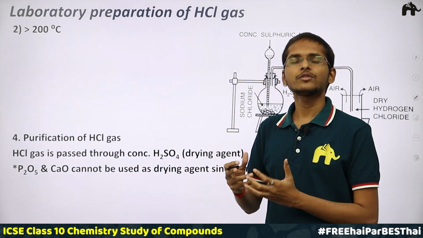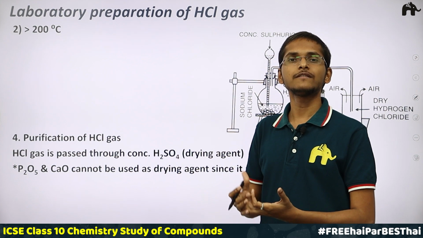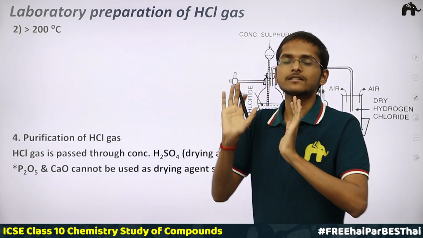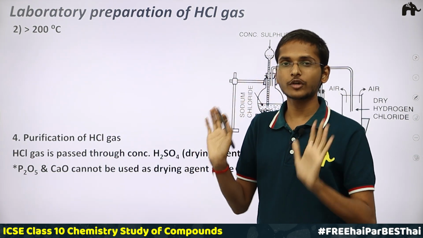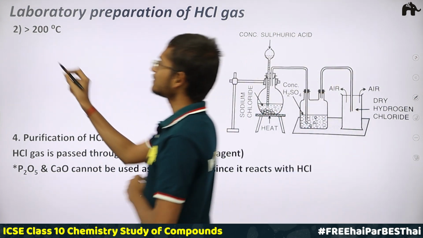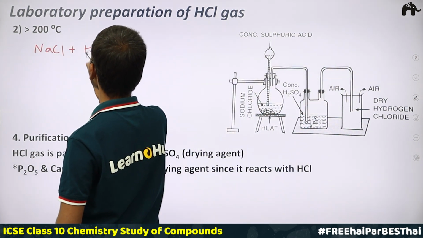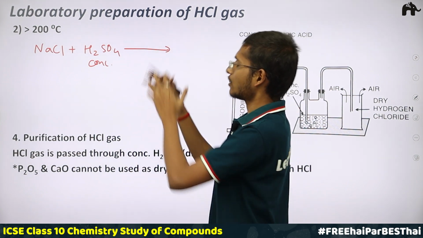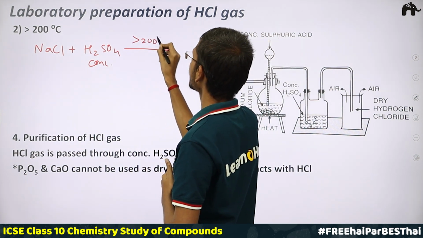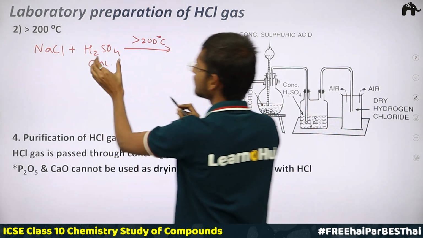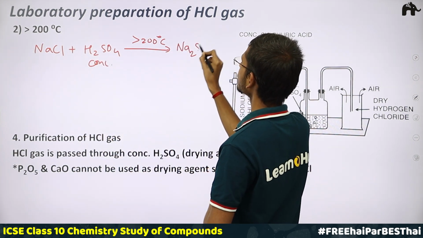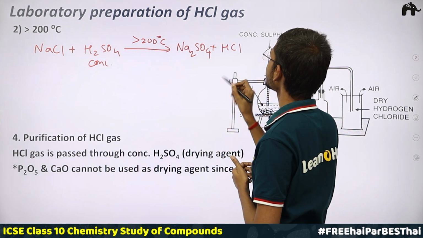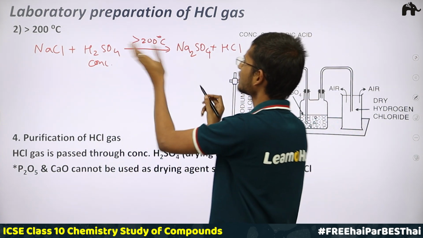Now let's see a scenario in which I carry out the reaction from the initial point onwards at a temperature kept above 200 degrees Celsius. I have taken NaCl, and in the flask I have taken concentrated sulfuric acid. From the initial point only, I carry out this reaction at a temperature greater than 200 degrees Celsius. So this NaCl will simply react with H2SO4 and form Na2SO4, the final product we were getting in the previous reaction, and HCl.